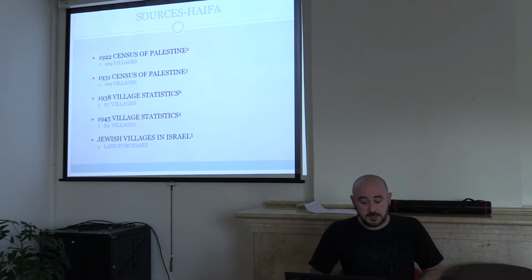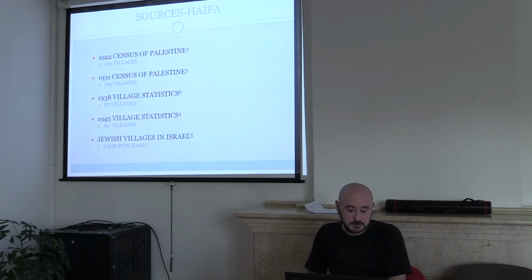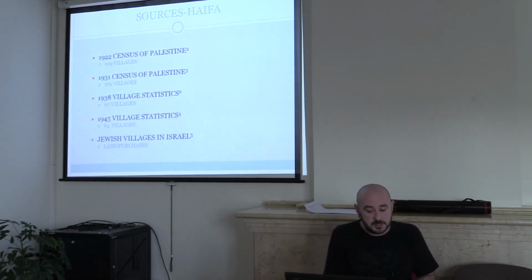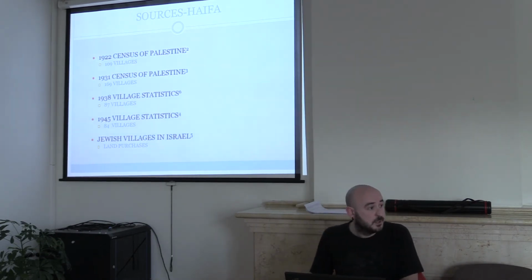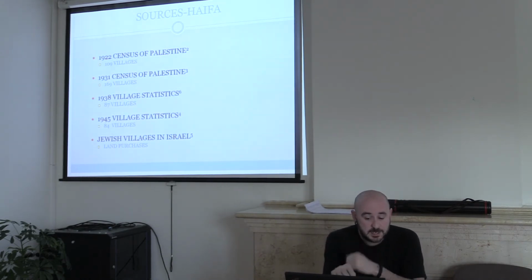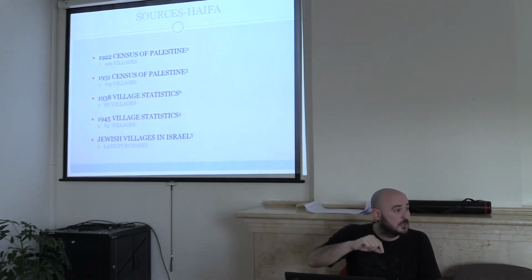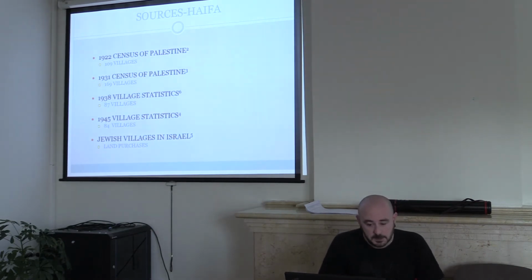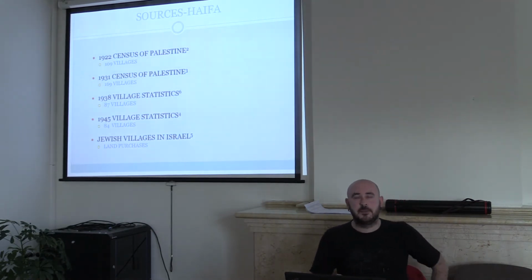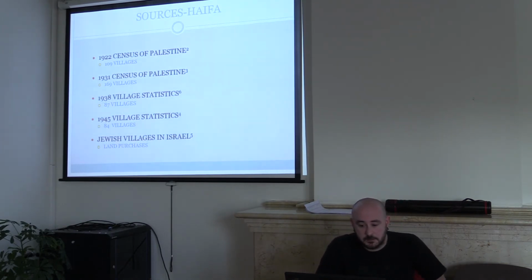As I said before, this is for Haifa. 1922 provides us with 109 village names, 1931 with 169, 1938 with 87, 1945 with 84. So what I did is I took the boundaries of 1945 and all the villages that appeared there, and I looked for them in the Atlas of Palestine published by Salman Abu Sitta in 2010, I think. I went one by one, looking for the villages and putting them inside the boundaries of 1945.